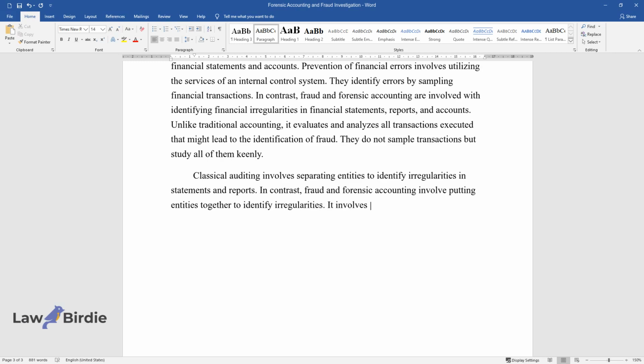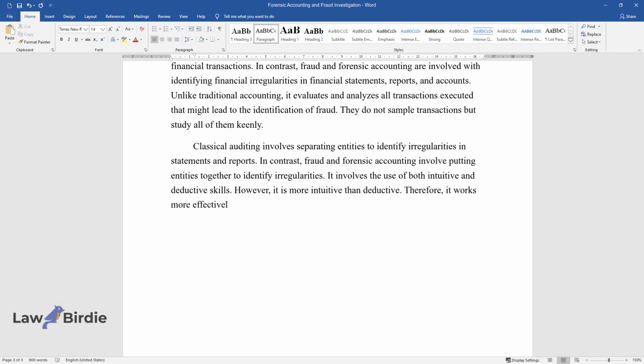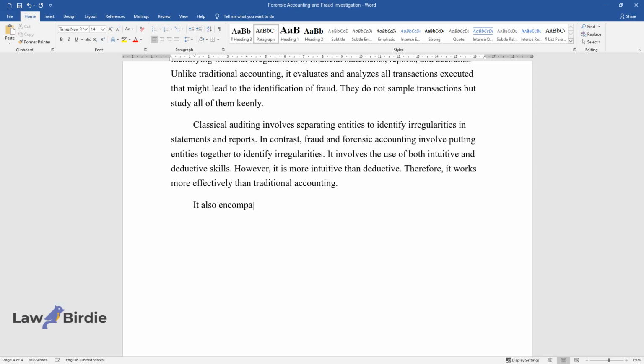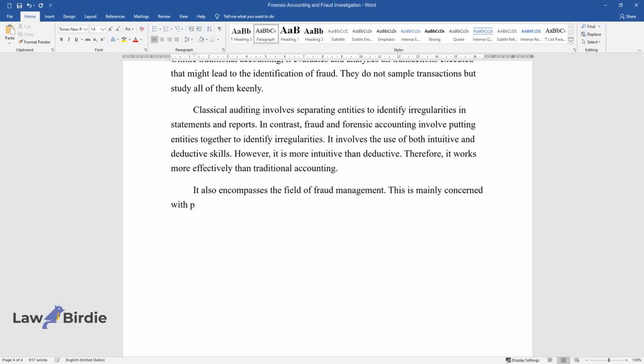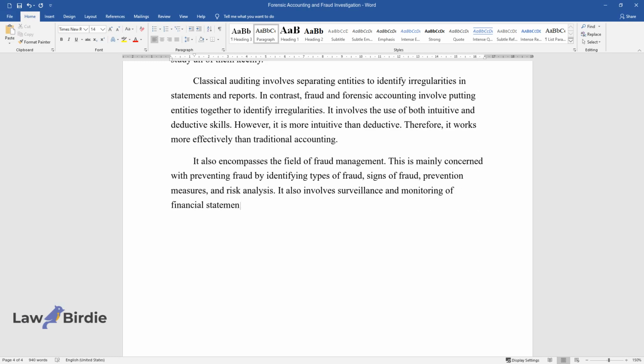It involves the use of both intuitive and deductive skills. However, it is more intuitive than deductive. Therefore, it works more effectively than traditional accounting. It also encompasses the field of fraud management. This is mainly concerned with preventing fraud by identifying types of fraud, signs of fraud, prevention measures, and risk analysis. It also involves surveillance and monitoring of financial statements and reports to ensure that irregularities do not occur.